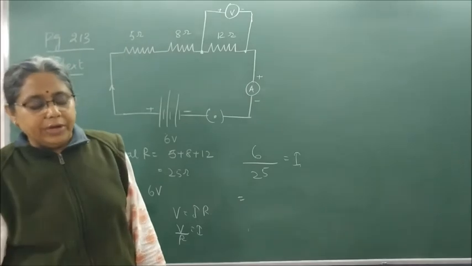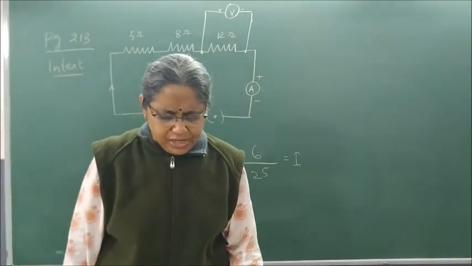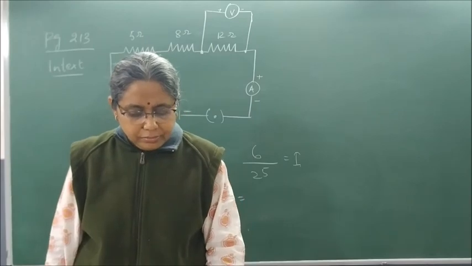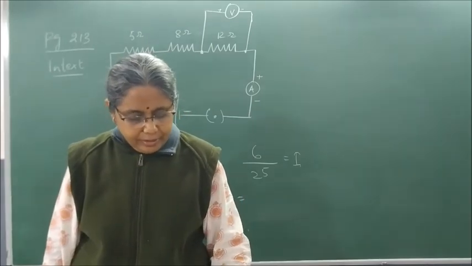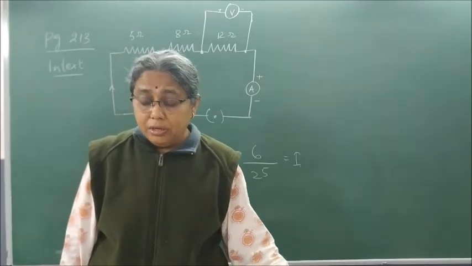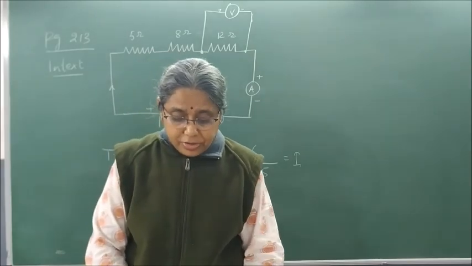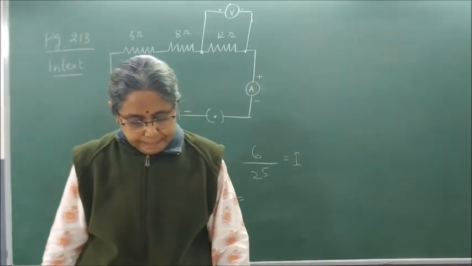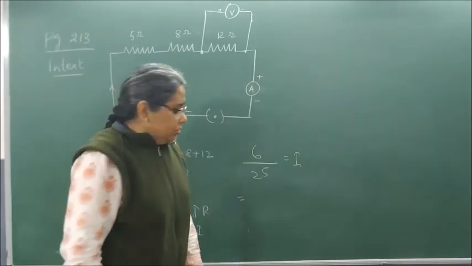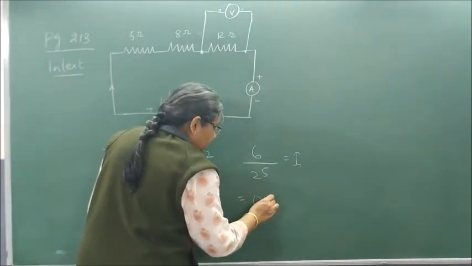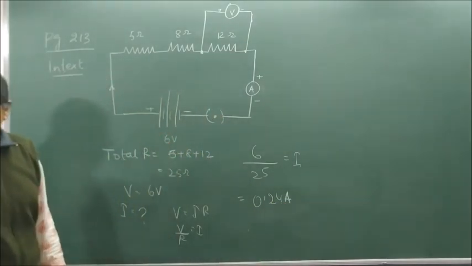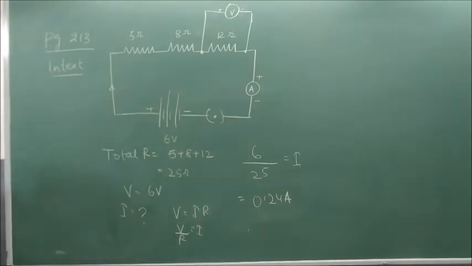Divide. 0 point something. 0.24. Quickly do it. 0.24. Check once. So you get ammeter reading as 0.24 amperes. Correct? This is what my ammeter reading is.